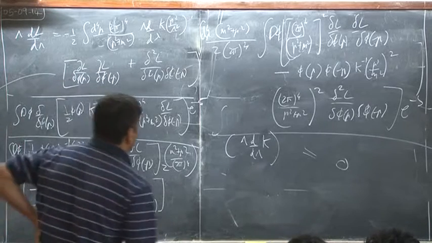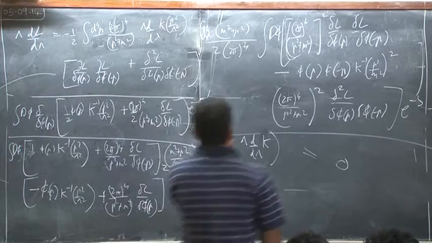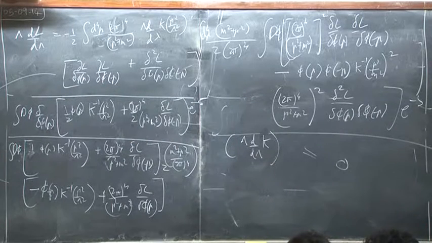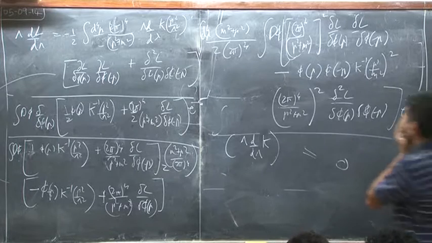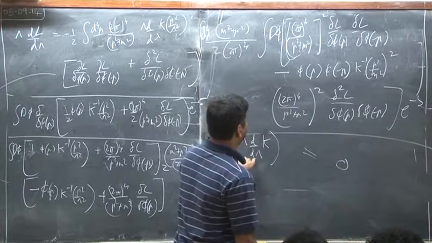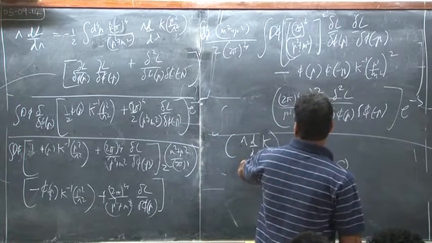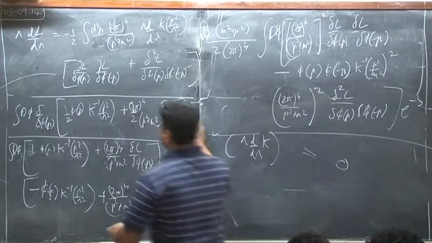Okay. Now, so this is equal to zero. So now let's process it. You see, lambda dk by d lambda times. So first let's process, let's simplify it a bit.